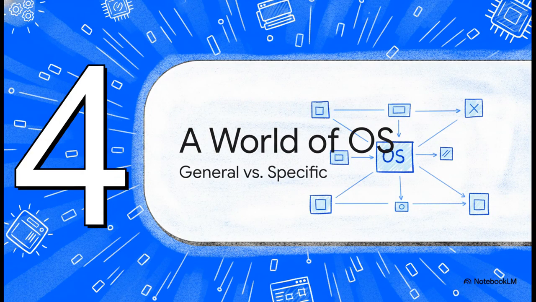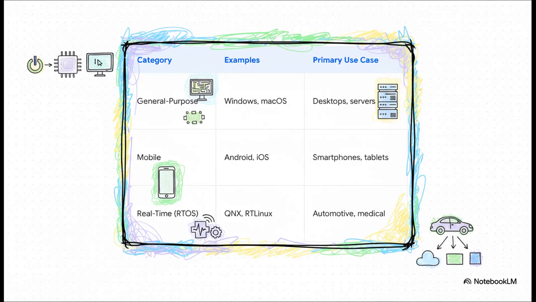So we've looked deep inside at how an OS works. But it's also really important to remember that not all operating systems are created equal. Different jobs require different tools, and that's led to a whole world of specialized operating systems out there. You've got your general-purpose systems like Windows, macOS, and Linux that are designed to do a little bit of everything on our desktops and servers. Then you have mobile OSs like Android and iOS, which are completely optimized for things like touchscreens and getting the most out of a tiny battery.